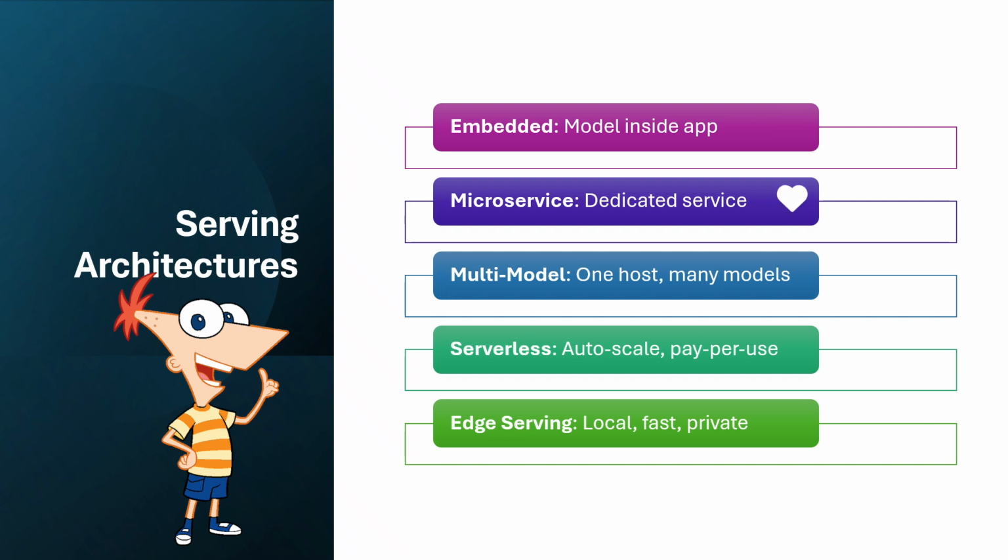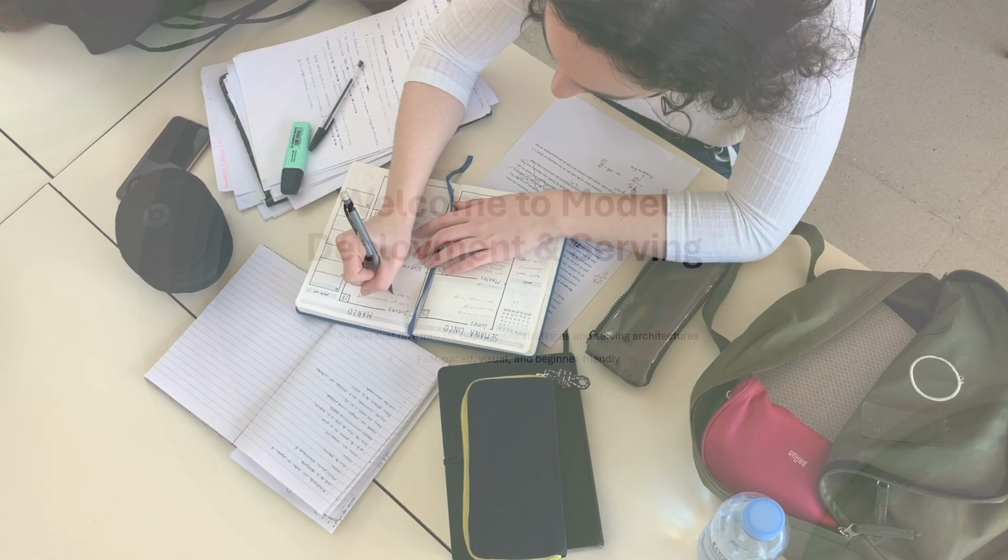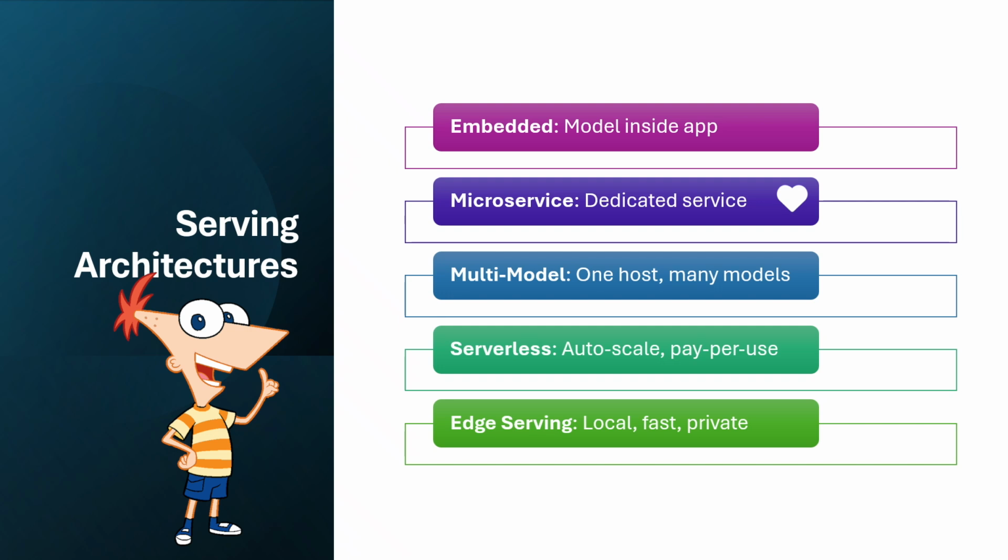Then the next one is microservice based serving. It is the gold standard in production. Your model lives in its own service, exposed via an API. It's modular, scalable, and easy to monitor. You can update it independently and scale it based on traffic.